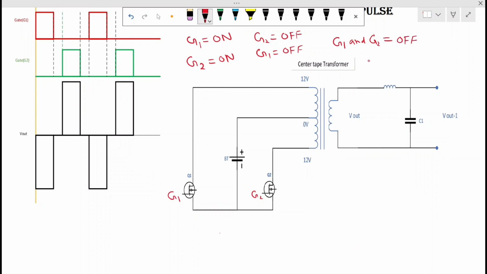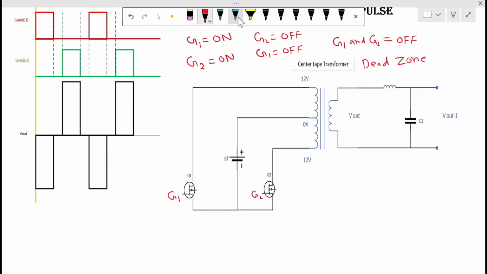That condition is called dead band, or dead zone. Dead zone means there is no operation happening there. No one is on, either G1 or G2. Both are in sleeping mode, or you can say 0. You can see the dead zone here, this one.